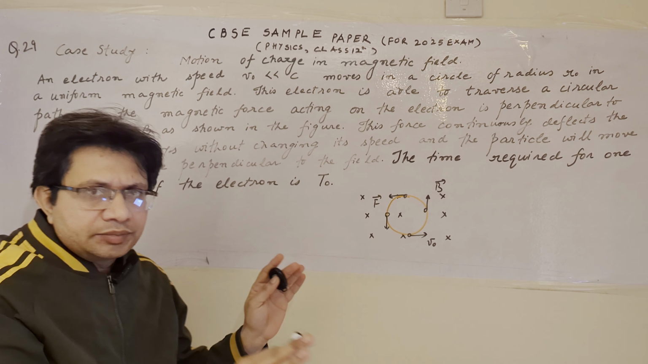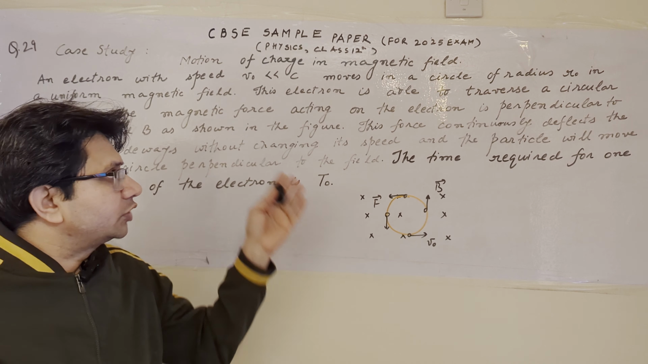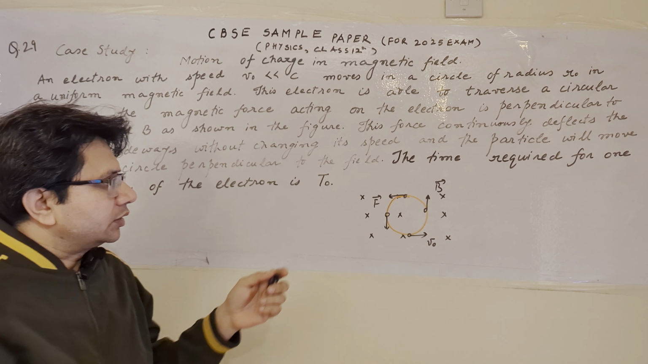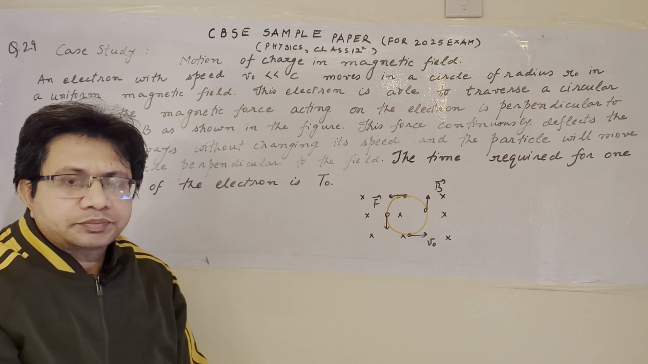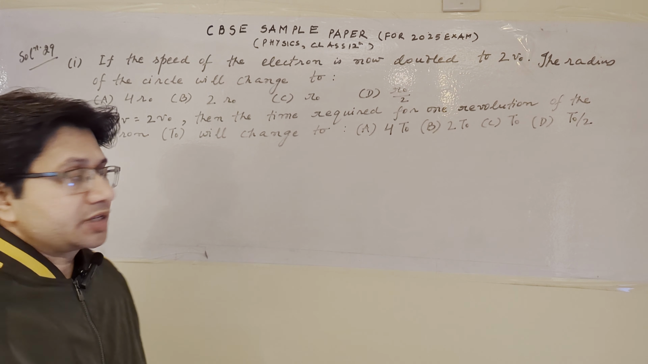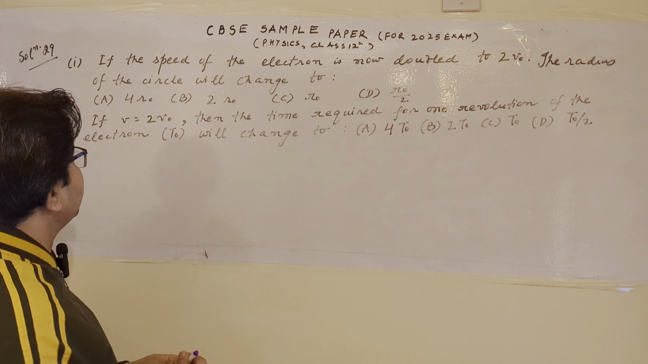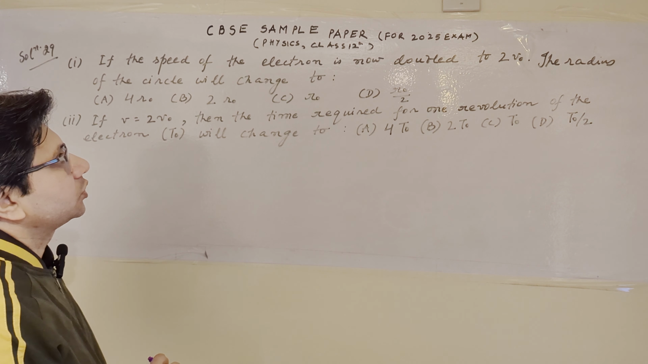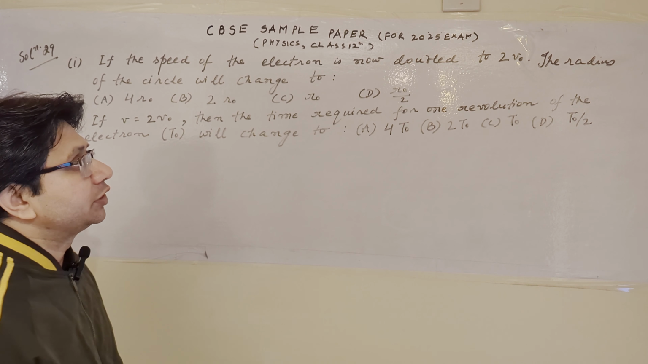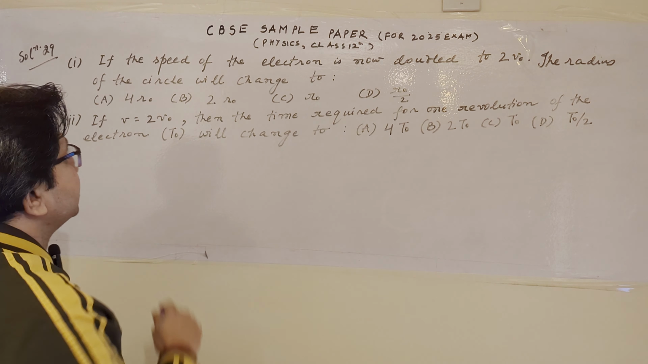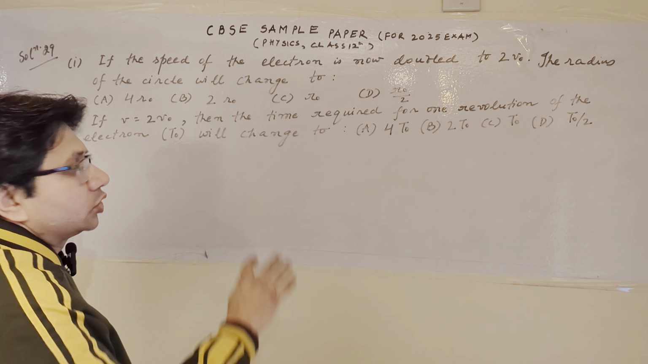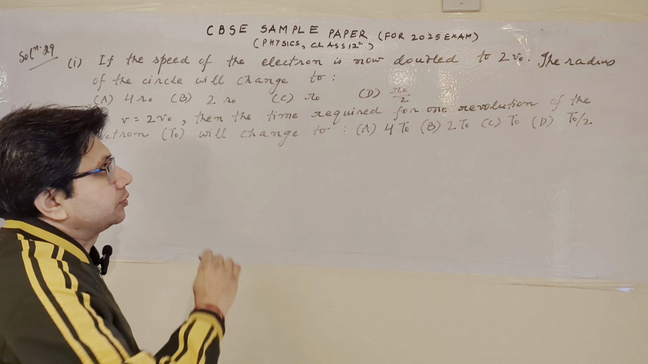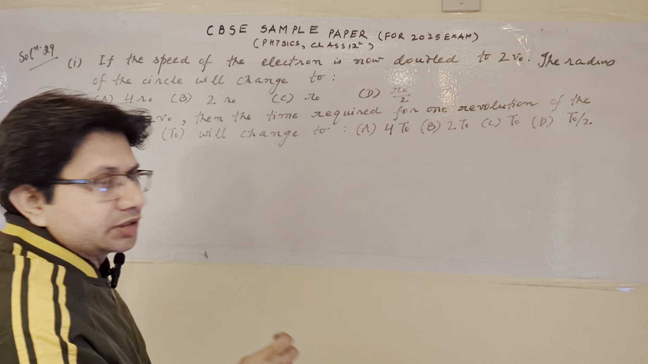So this is basically the paragraph of the case study, and this is the corresponding figure. So these are the questions based on the case study. The first question is, if the speed of the electron is now doubled to 2v naught, the radius of the circle will change too. So in this particular question, the speed of the electron is increased.